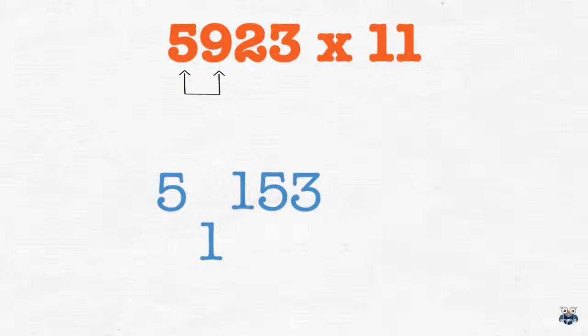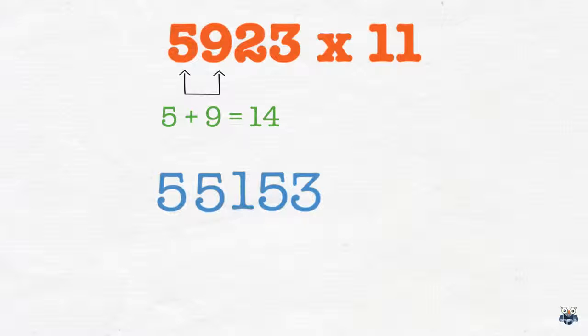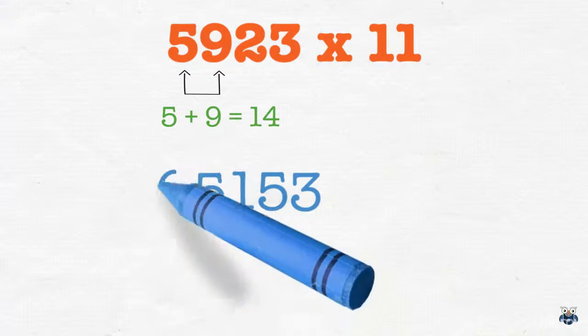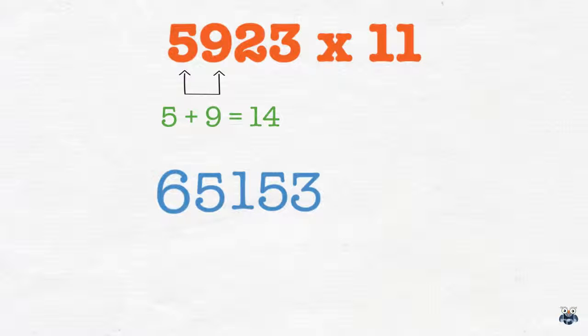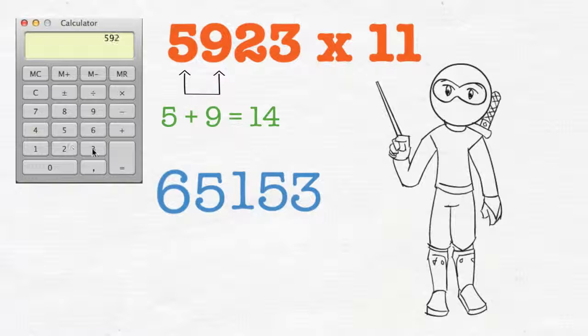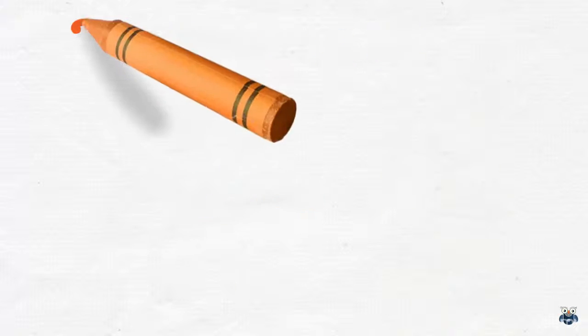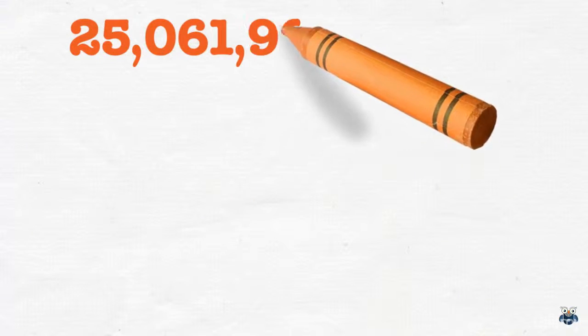5 plus 9 is equal to 14. Adding the carried over 1, we get 15. So we bring down the 5 and carry over the 1. And finally, we change this 5 here to 6 because of the carried over 1. This leaves us with 65,153. Let's check our result. Correct once again. I will now conclude this session with another monster problem.